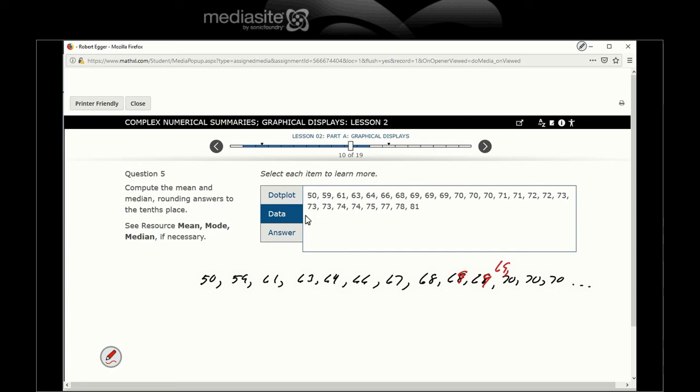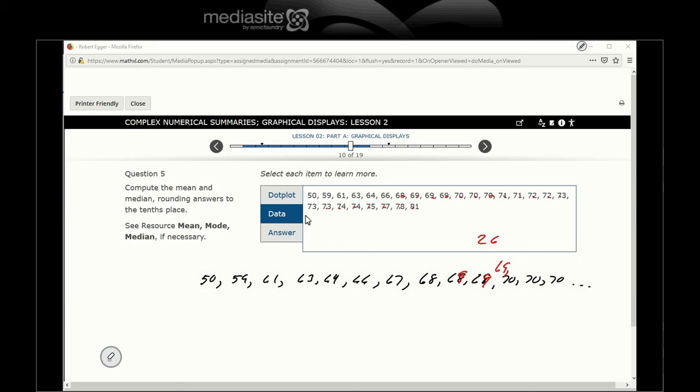So the median is basically the middle of the set of numbers. So let's count how many we have. 1, 2, 3, 4, 5, 6, 7, 8, 9, 10, 11, 12, 13, 14, 15, 16, 17, 18, 19, 20, 21, 22, 23, 24, 25, 26 numbers.